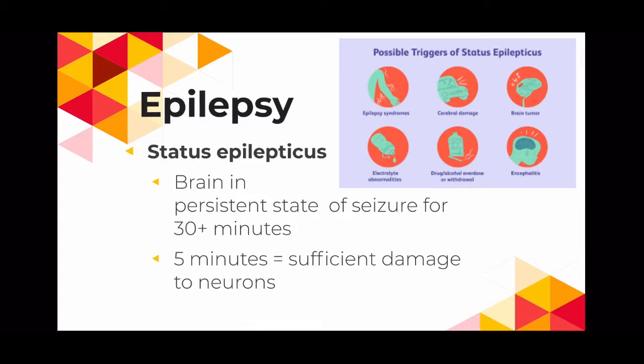The last type of seizure I'm going to talk about in this video is called status epilepticus. This is when an individual's brain is in a state of persistent seizure for 30 minutes or more. This could mean either the person is having one continuous seizure for 30 minutes or more, or they could be having multiple seizures without regaining consciousness in between for 30 minutes or more. It's believed that only 5 minutes in this state is enough to damage neurons in the brain. So this type of seizure is extremely serious and involves medical interventions.